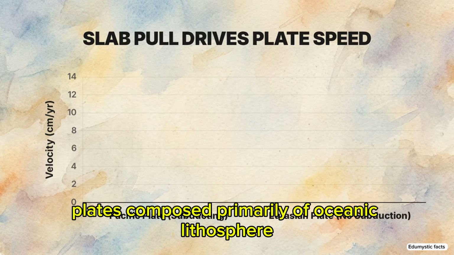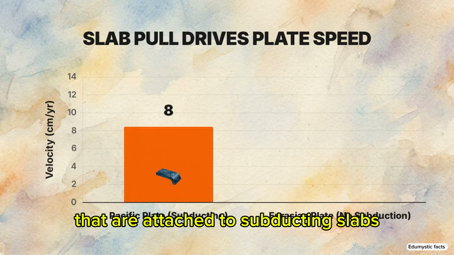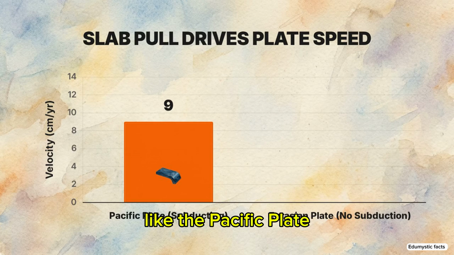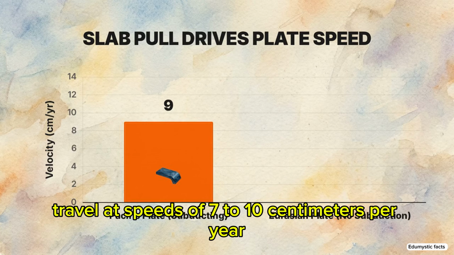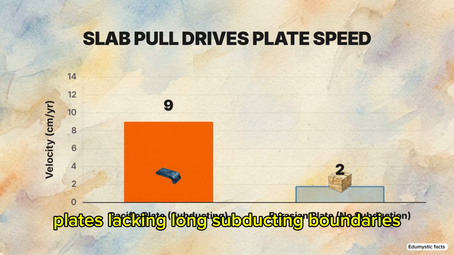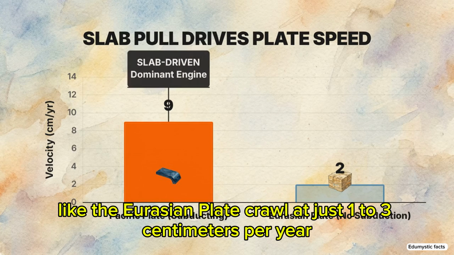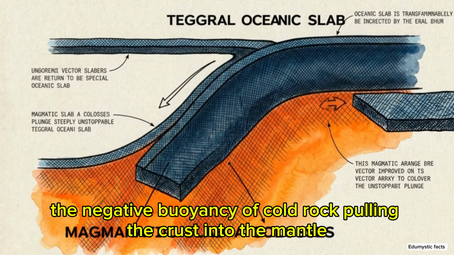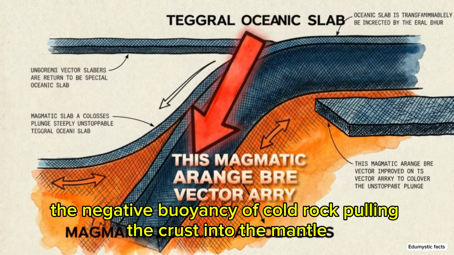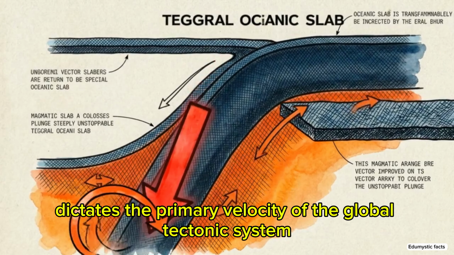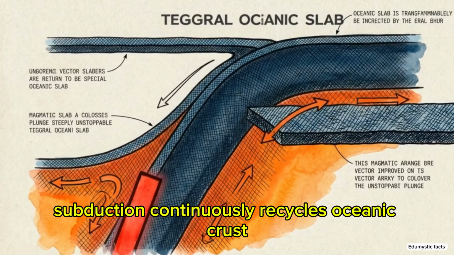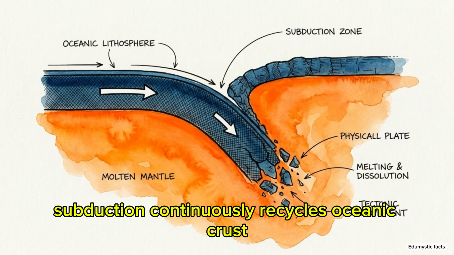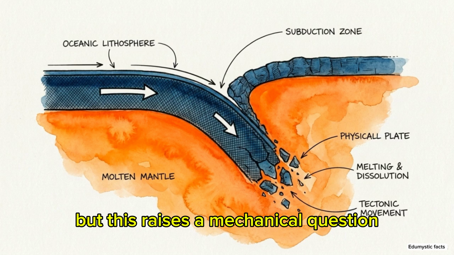Plates composed primarily of oceanic lithosphere that are attached to subducting slabs, like the Pacific Plate, travel at speeds of 7 to 10 centimeters per year. Plates lacking long subducting boundaries, like the Eurasian Plate, crawl at just 1 to 3 centimeters per year. The negative buoyancy of cold rock pulling the crust into the mantle dictates the primary velocity of the global tectonic system. Subduction continuously recycles oceanic crust, but this raises a mechanical question.